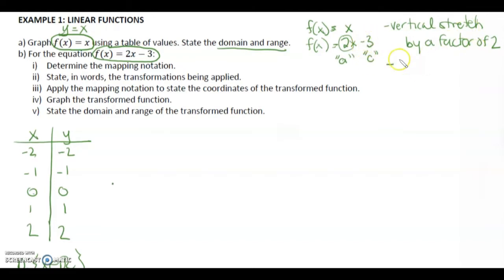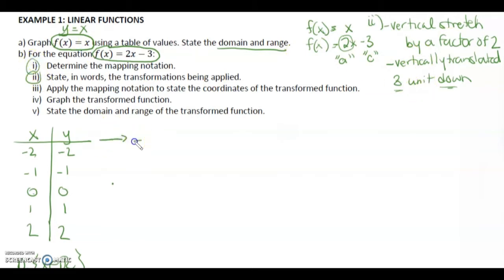And then the c means vertically translated or shifted 3 units down. Okay, you have to say how many units and where it's going. So I guess that's number 2 here: the transformations being applied. So we're going to determine the mapping notation.